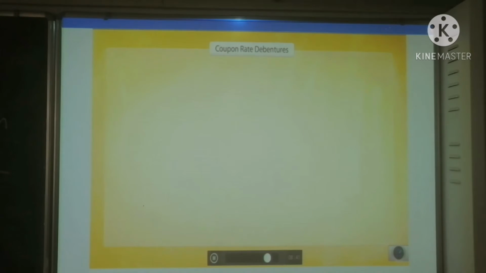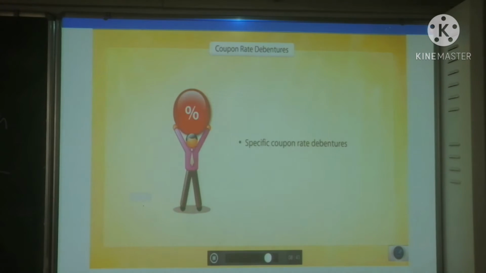On the basis of coupon rate, debentures can be classified into two types: specific coupon rate debentures and zero coupon rate debentures.